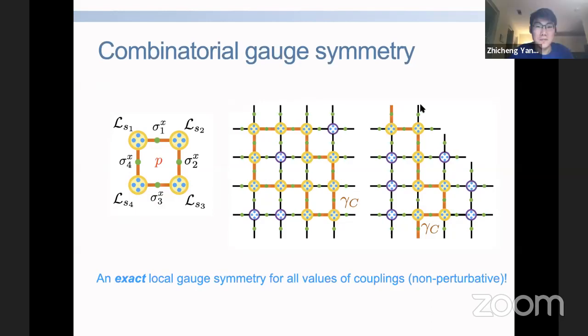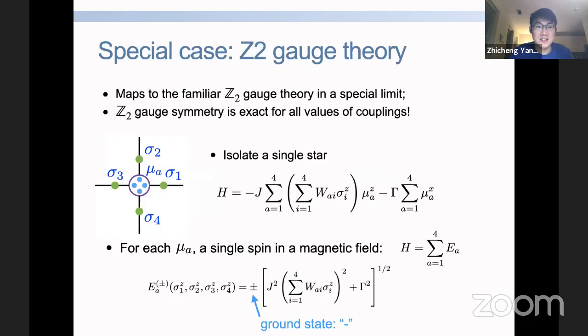Okay. Now I have discussed this exact Z2 gauge symmetry, but still this model so far looks not very familiar. Maybe it's hard to digest everything. But now let me map this model to the familiar Z2 gauge theory, and in particular the one that I showed at the beginning, in the special limit. But still, this is just to show that it boils down to that in the special limit, but it doesn't mean that the Z2 gauge symmetry relies on that.